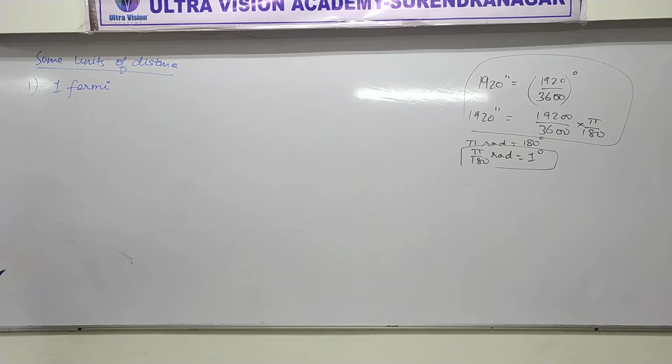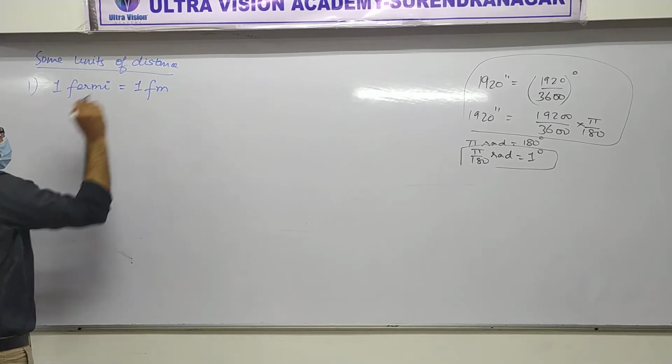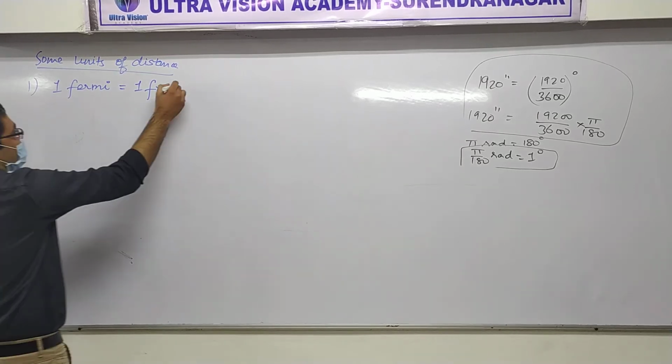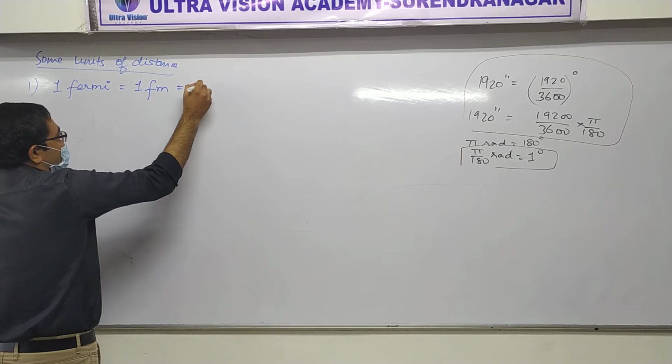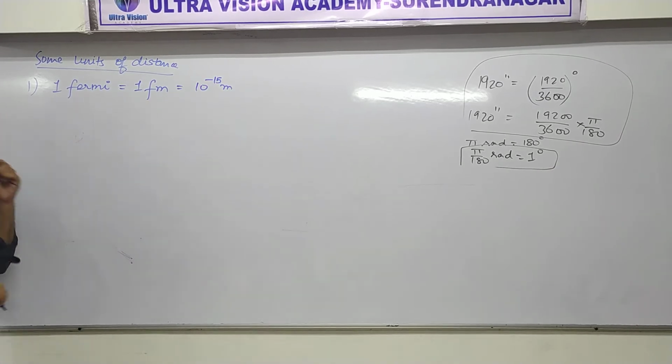Now one Fermi is the same as one fm. Do you remember what f is? f for femto. Is that okay? It's one of the entries in that list of prefixes. Clear or not? Okay, so basically this is nothing but how much? 10 raised to minus 15 meter. So one Fermi is 10 raised to minus 15 meter.